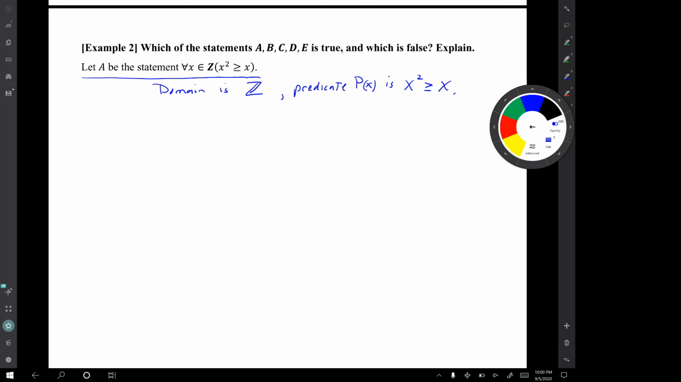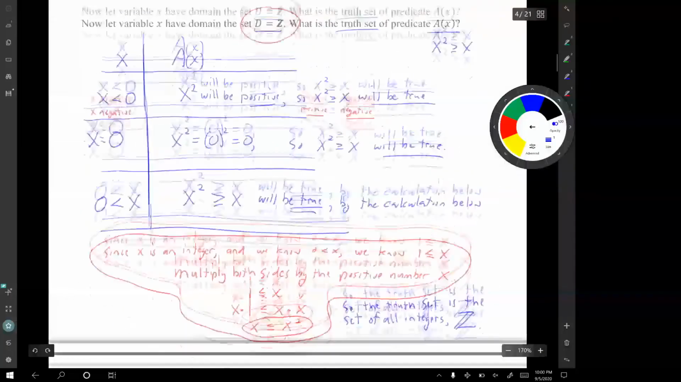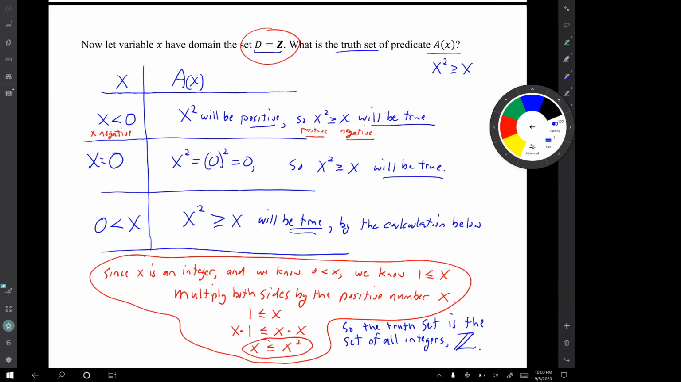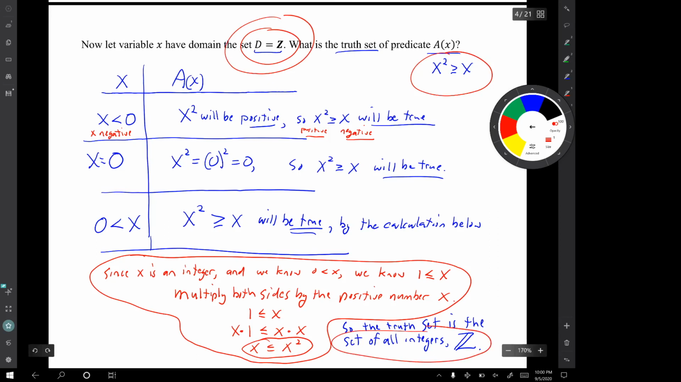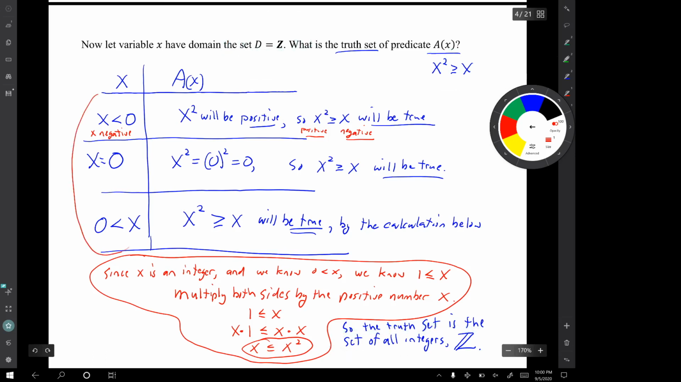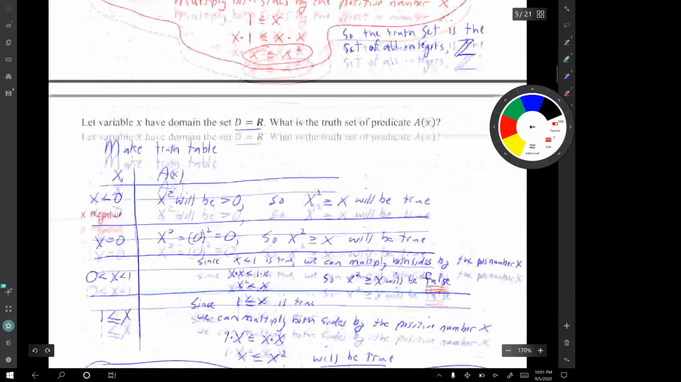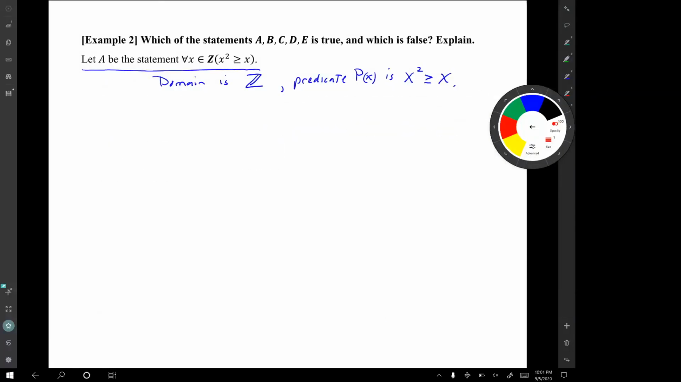Well, let's go back up and look when we studied this before. It's a few pages up. On this page, we considered this predicate, x squared greater than or equal to x, and we considered this domain, and we found out that the true set was the set of all integers, the whole domain. So every integer that we chose in the domain made the predicate true. So this statement is true.